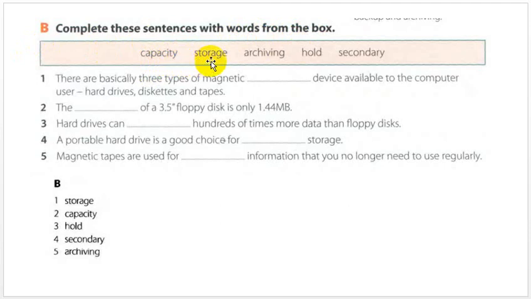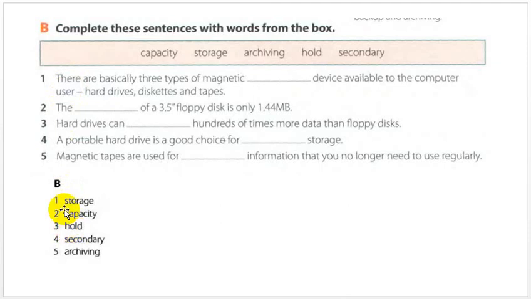Capacity, ظرفیت. Storage, ذخیره. Archiving, archive کردن. Hold, ذخیره کردن، گرفتن. Secondary, secondary, it means backup or دوگانگی. There are basically three types of magnetic storage devices available to the computer user: hard drives, diskettes, and tapes.